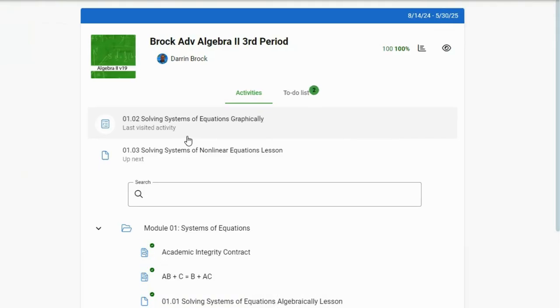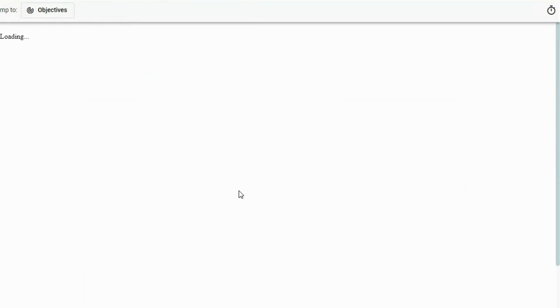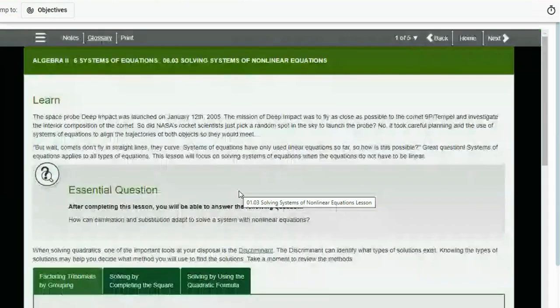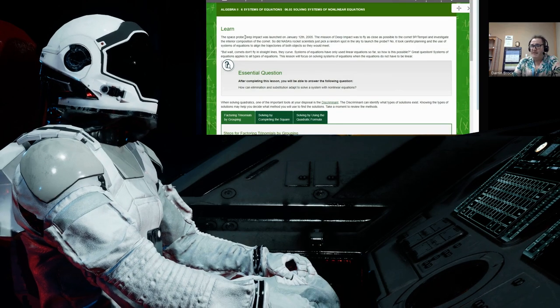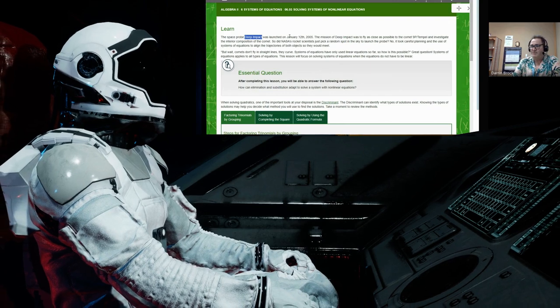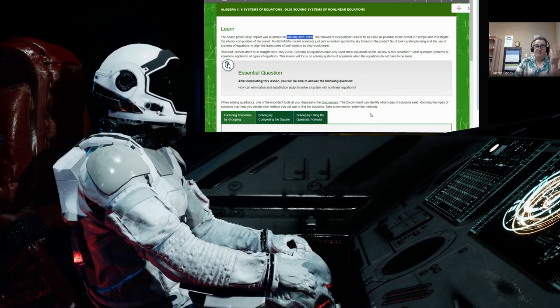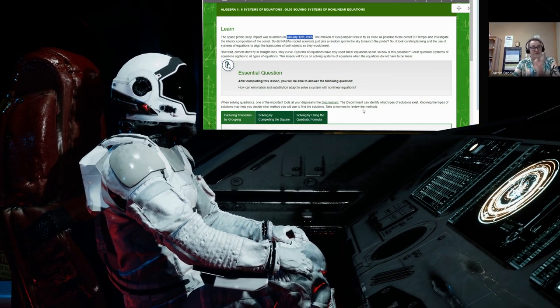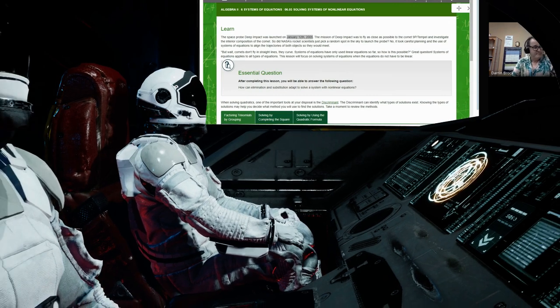All right, let's look at 1.03, 1.04, solving systems of nonlinear equations. Spoiler alert, they work a lot like linear equations. They're just differently shaped. There's a few differences. Okay, the space probe Deep Impact was launched January 12, 2005, which is before many of you were born, most all of you. Let me look. Yeah, that's before all of you were born.